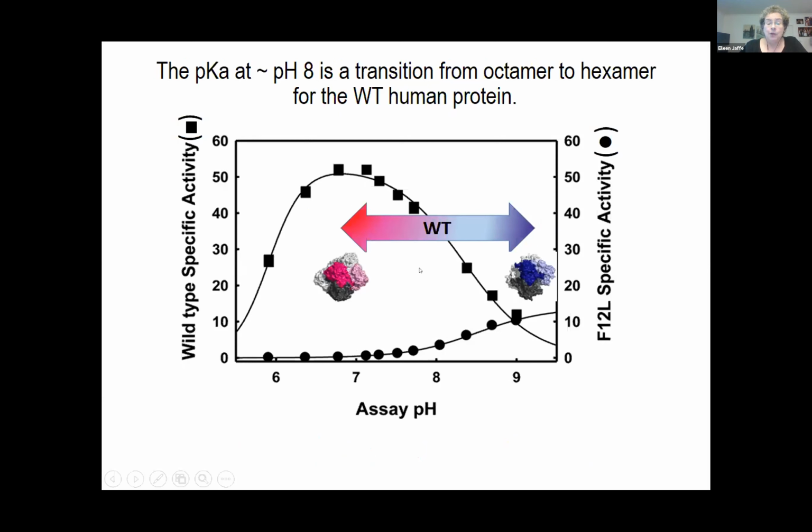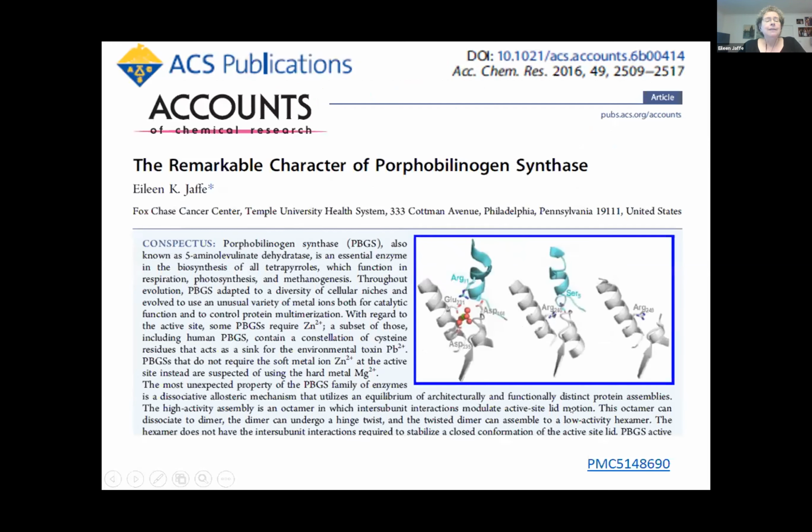But the point I want to make is that this arm of the pH rate profile isn't deprotonating something at the enzyme active site. It's the transition from one assembly to a different assembly. Okay, porphobilinogen synthase is the enzyme I've been telling you about. It is a fascinating enzyme.